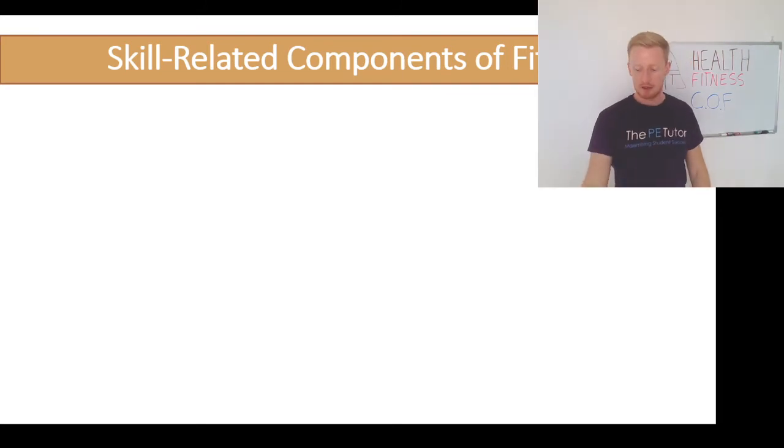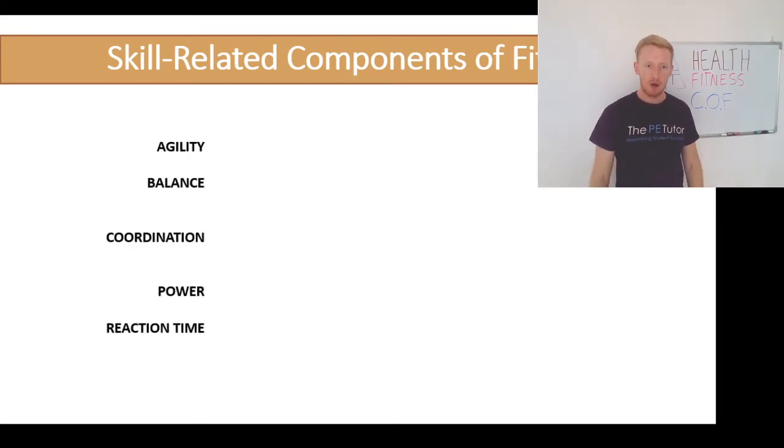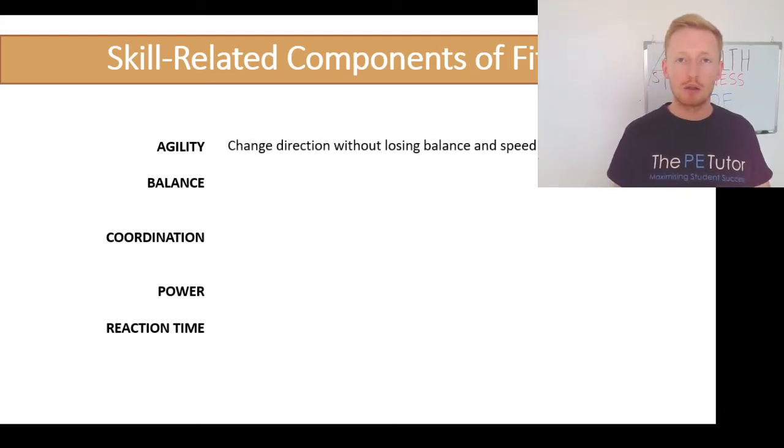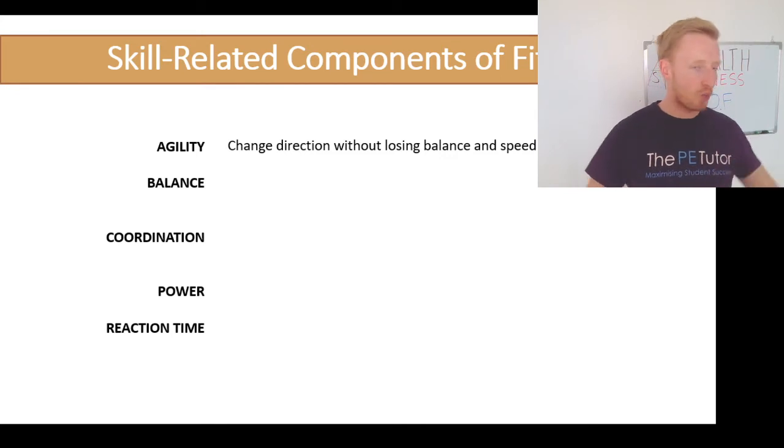Our skill-related components then. We've already got 5 of these ones. Agility. This is direction with speed. Direction with speed, with balance, with control.